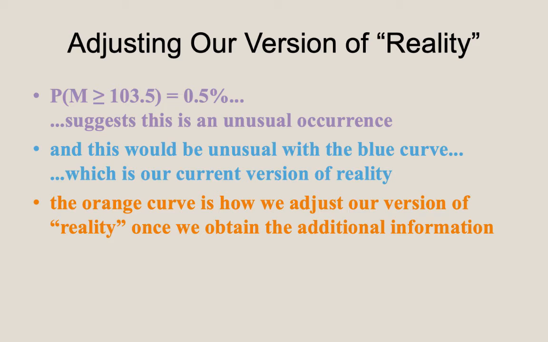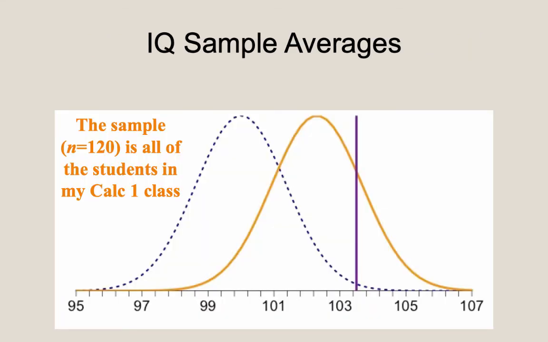Thus, it seems reasonable that the orange curve might give a better representation of the IQ distributions for calculus students, and the distribution of means of samples drawn from calculus classes. So let's summarize this. The idea is that the orange curve is how we adjust our version of reality once we have the additional information about the students being from a calculus class. In other words, I no longer think the blue curve is an accurate representation of reality for this context, and the orange curve is probably better.